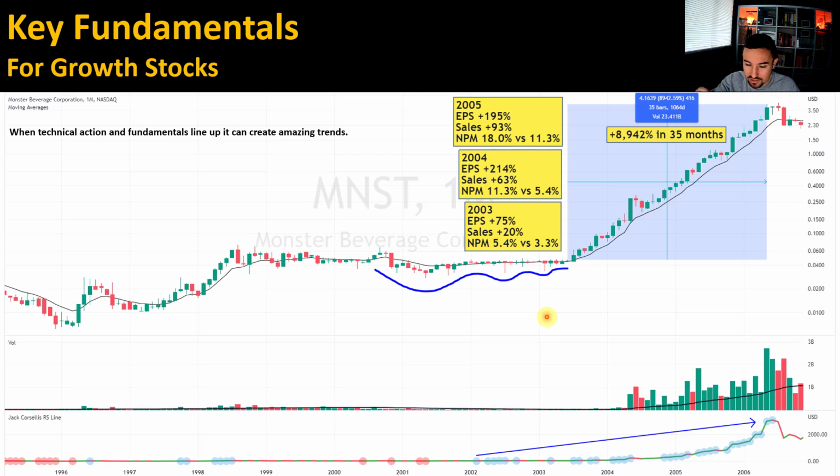So it's not just technical action, bringing in the fundamentals as well. Technical action is obviously very, very, very important, but if you get fundamentals like this as well, you have a very powerful situation on your hands.